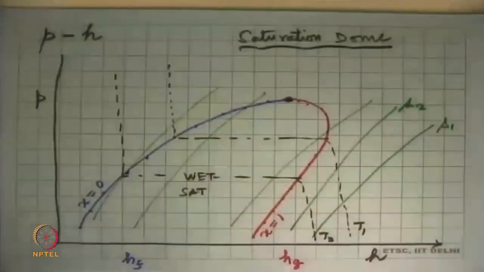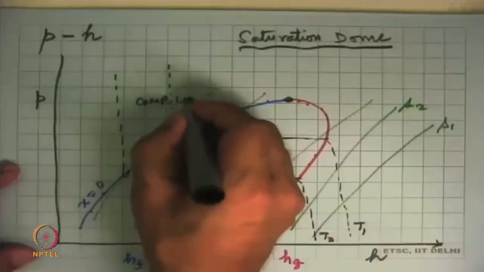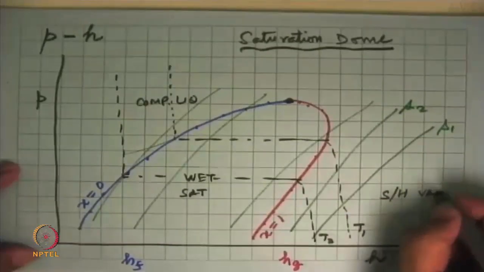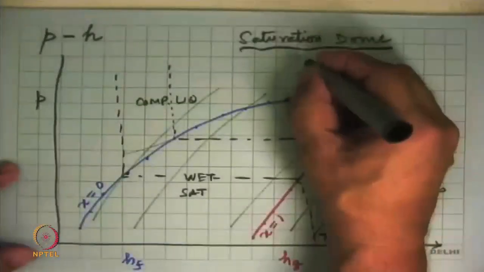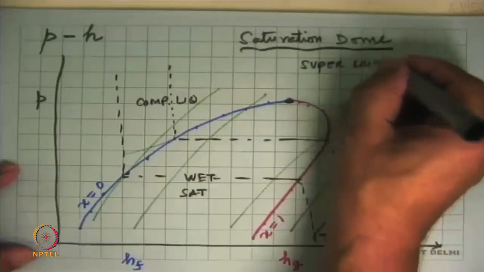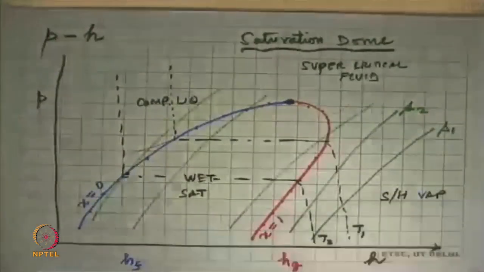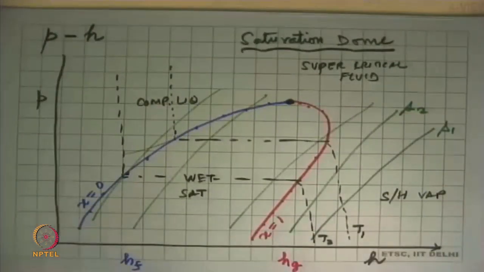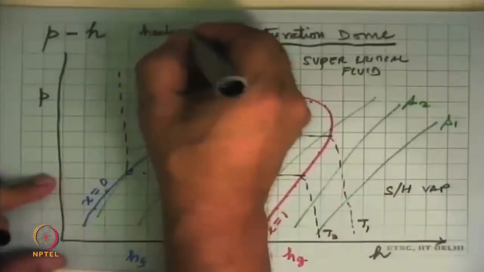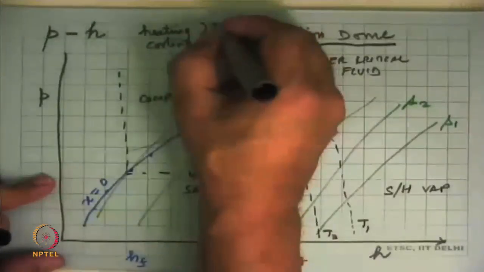This side is the compressed liquid, this portion here, or the subcooled liquid. This side here is superheated vapor, and above this is supercritical fluid, or dense fluid, either way. And the nice thing about this is that processes like heating and cooling show up nicely, especially in a flow process.